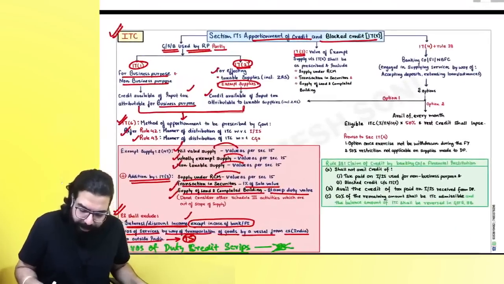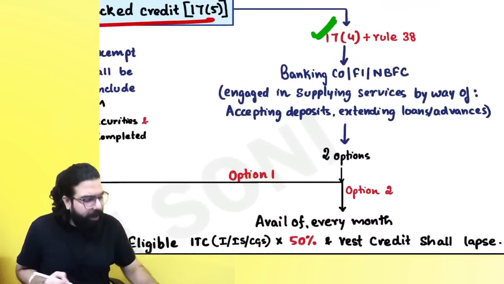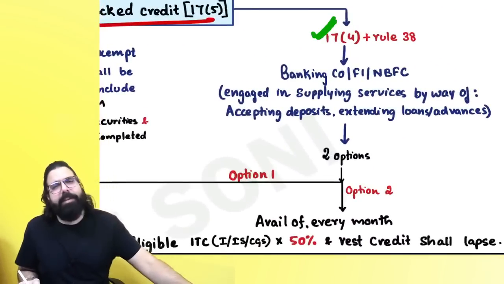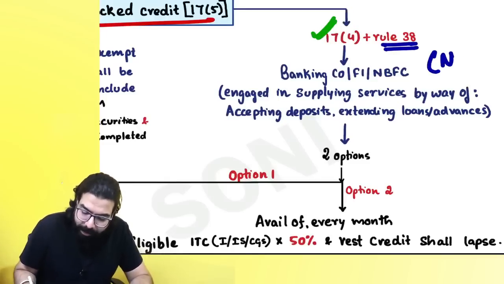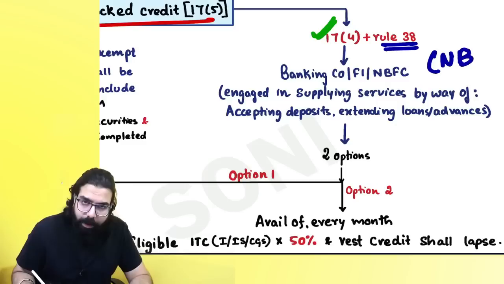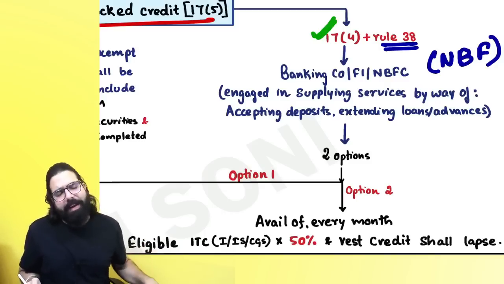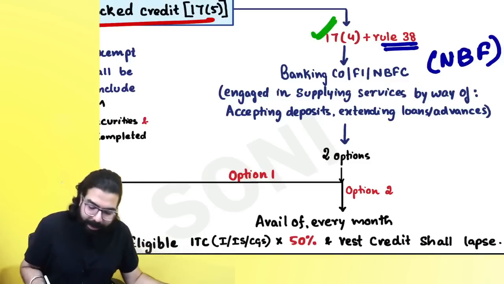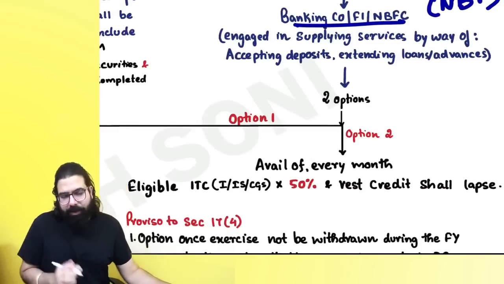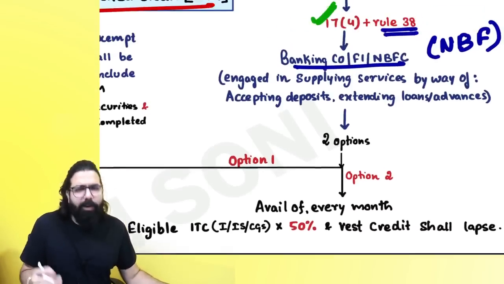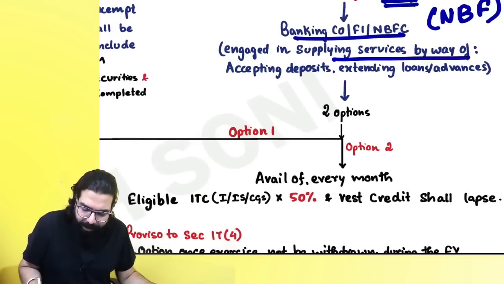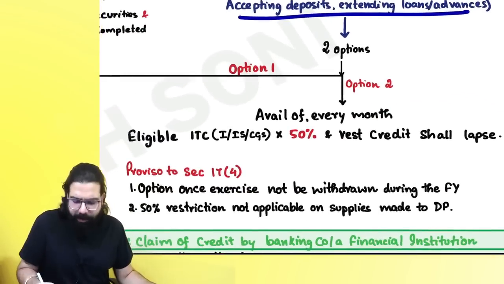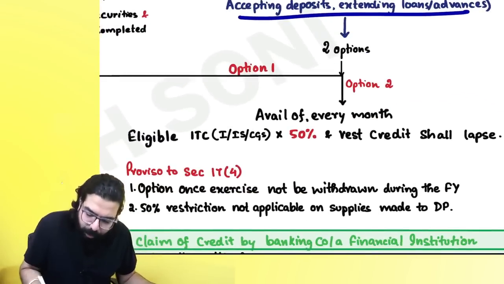Everyone over here now, the next one is section 17(4). What is section 17(4)? Section 17(4) read with rule 38 applies to NBFCs, banking companies and financial institutions. Remember, it is applicable to NBFCs, banking companies and financial institutions. It says that if you are a banking company, a financial institution, or an NBFC, engaged in extending loans and advances, you will be given two options.